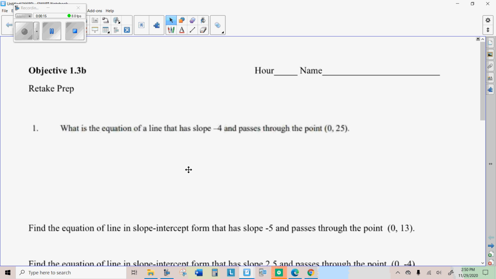If you're watching this video, then that means you need to retake Objective 1.3b, which is finding the slope intercept form of the equations of lines. Let's get the basics down here. Now remember, you need to show these notes so that I know that you watched the video and listened.